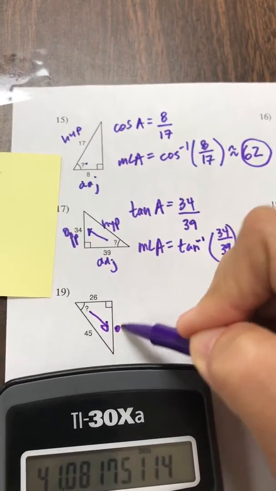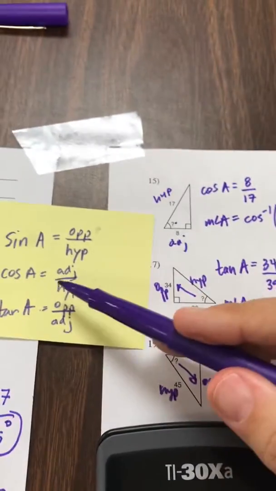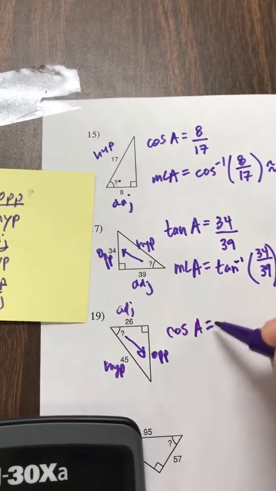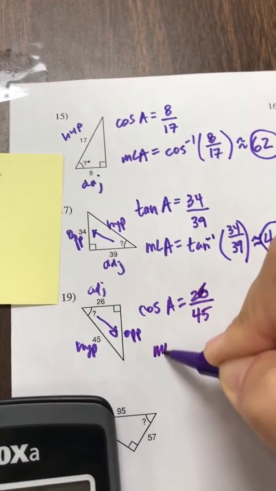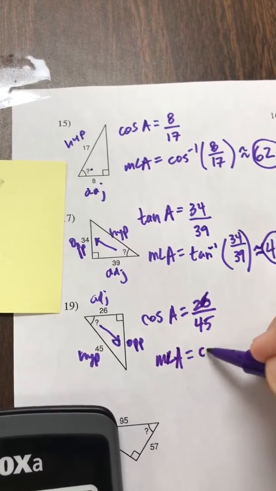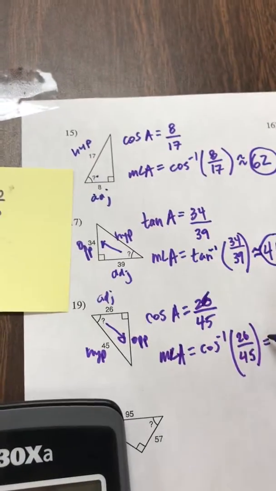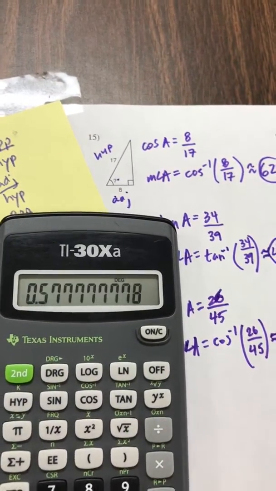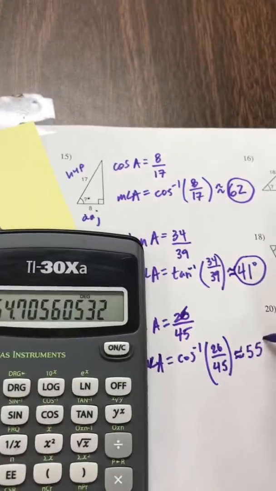All right, nothing over here on the opposite side. So that leaves me my adjacent and my hypotenuse. That's my cosine. So the cosine of an angle is the adjacent over the hypotenuse. So the measure of angle A would be the inverse cosine of 26/45. And we're going to round to 55 degrees.